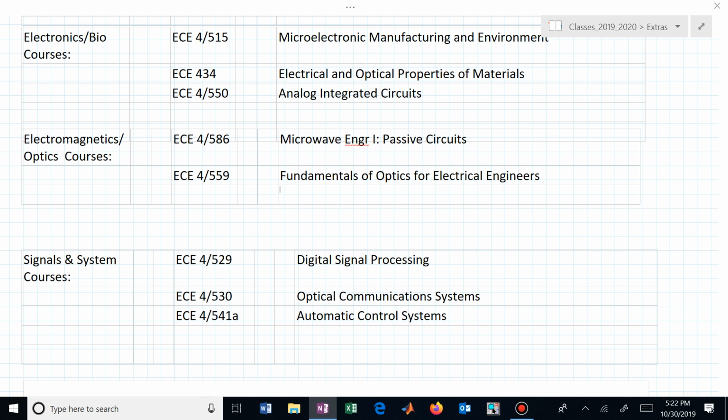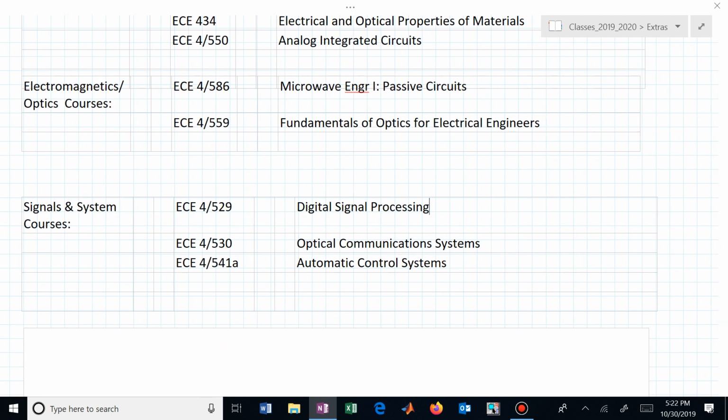I don't know if 4.59 will be offered next fall. It is being offered now, but again, that's if you want to understand optics, what's going on in the optics area from an electrical engineering perspective, that's your ticket into trying to better understand something about optics relative to electrical engineers.